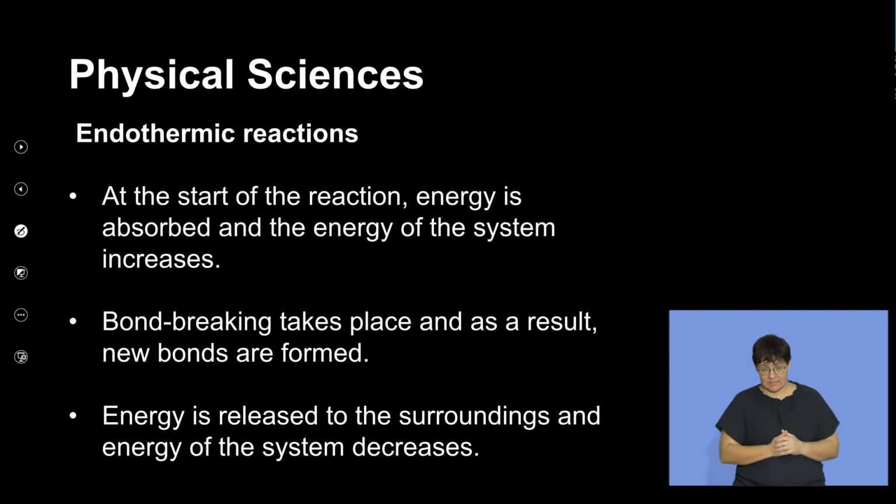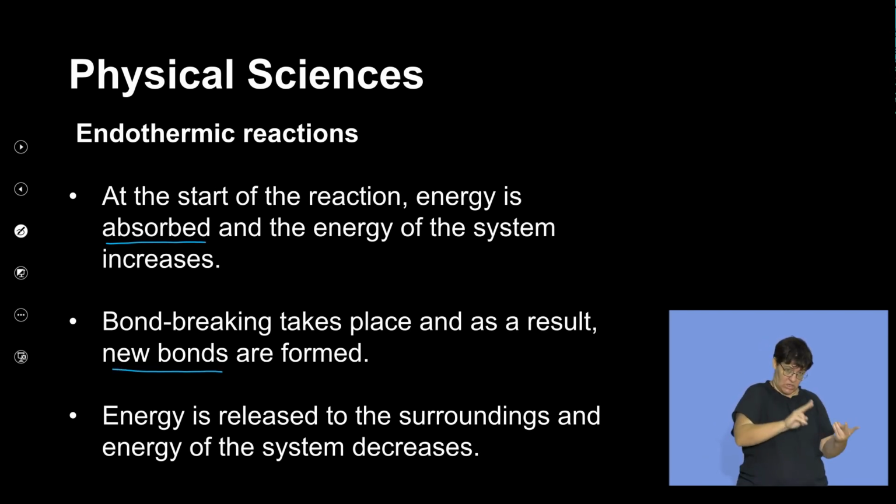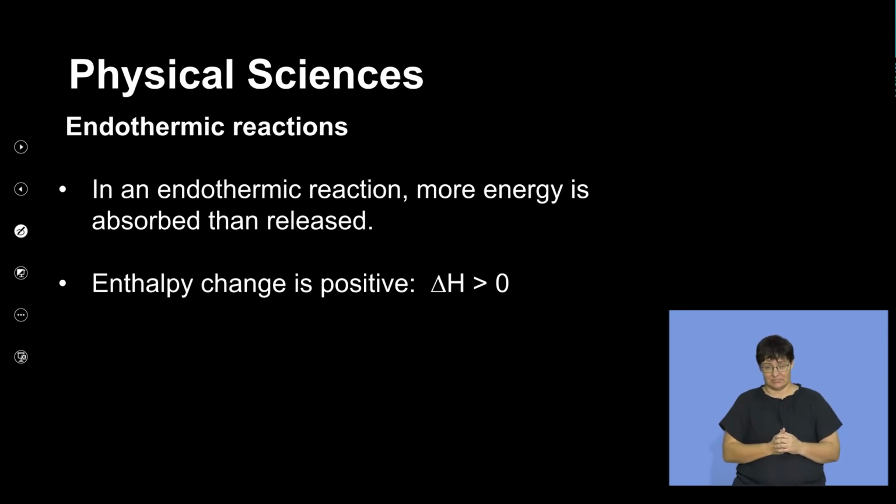Right, so in an endothermic reaction, in a nutshell, at the start of the reaction, energy is absorbed like in any other reaction, and the energy of the system increases. And then bond breaking, which takes place as a result, results in new bonds being formed. And while we form new bonds, energy is released, okay? So the release of energy is coupled by formation of new bonds to the surroundings. That's why there is a decrease in the energy of the system. Okay, now we're just trying to explain the profile. So in an endothermic reaction, more energy is absorbed than released. This is what we take home.